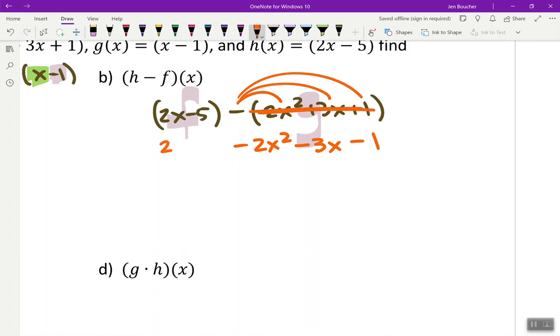And once we do that, you can ignore the original function. Take the 2x minus 5 with it, and let's just combine like terms. So I've got that negative 2x squared plus 2 minus 3 would be a minus x, and then minus 6.